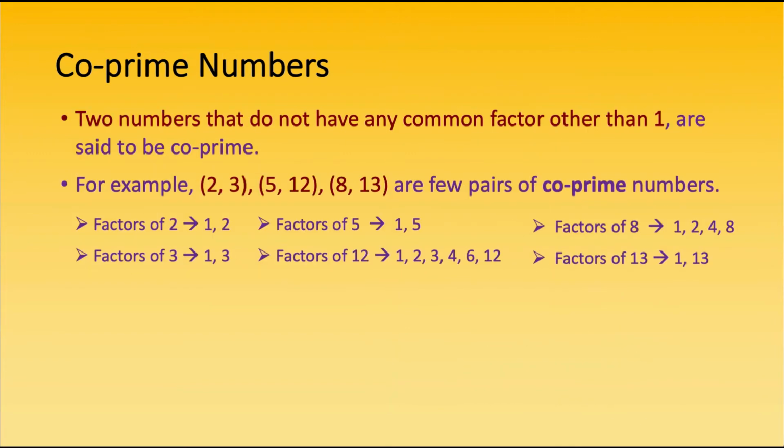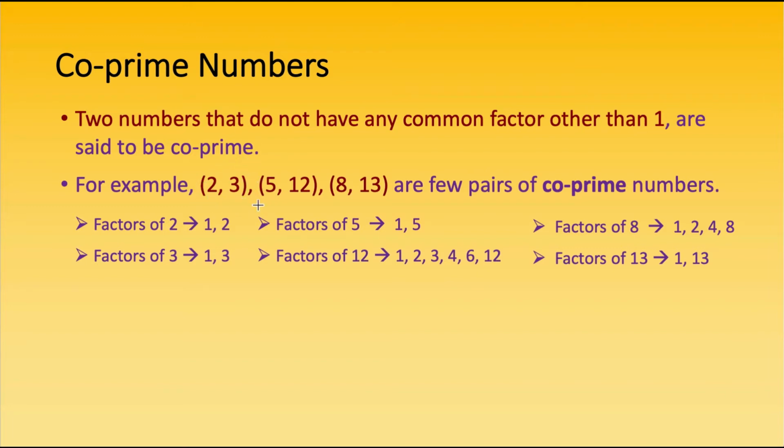Next, co-prime numbers. Now students, these numbers come in pairs. So two numbers that do not have any common factor other than 1 are said to be co-prime. For example, we have co-prime numbers over here. इनकी pairs हैं 2, 3, 2 and 3.